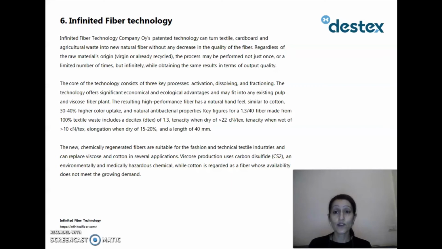The core of the technology consists of three key processes: activation, dissolving, and fractioning. The technology offers significant economical and ecological advantages and may fit into any existing pulp and viscose fiber plant. The resulting high-performance fiber has a natural hand feel, similar to cotton, 30 to 40% higher color uptake, and natural antibacterial properties. The new chemically regenerated fibers are suitable for the fashion and technical textile industries and can replace viscose and cotton in several applications.